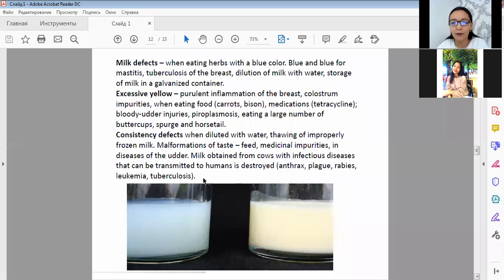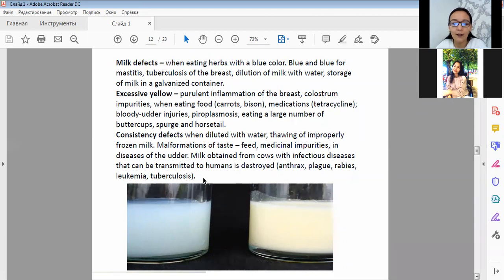And also medications, tetracycline, bloody and other injuries, pyroplasmosis, and eating a large number of buttercups, spurge, and horsetail.